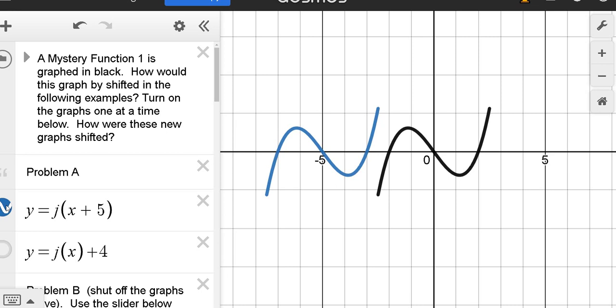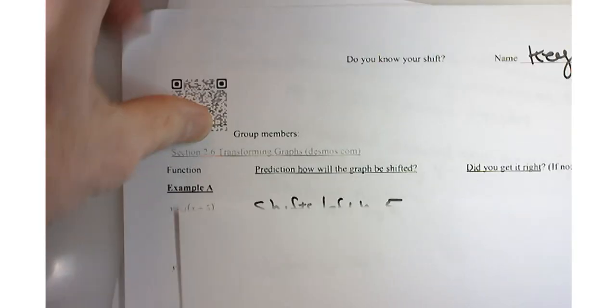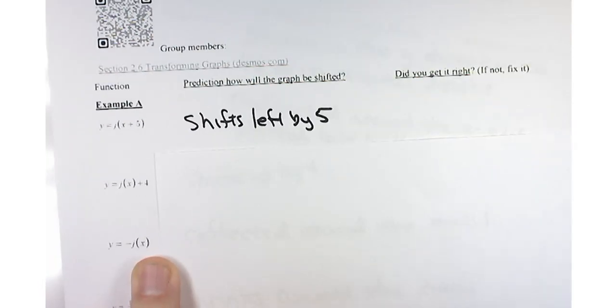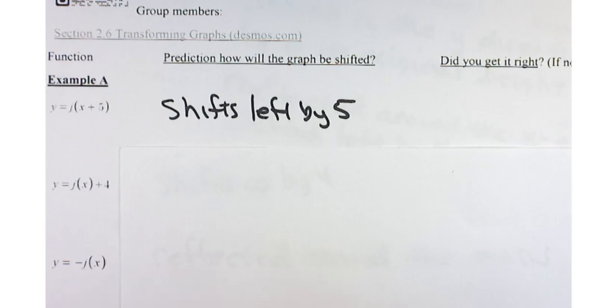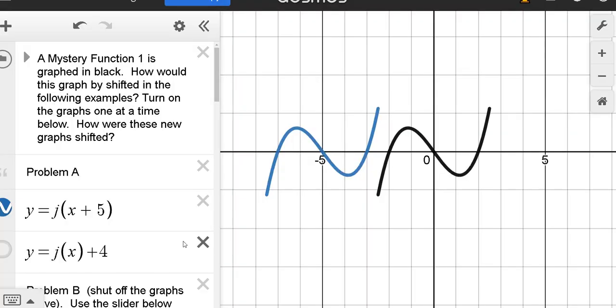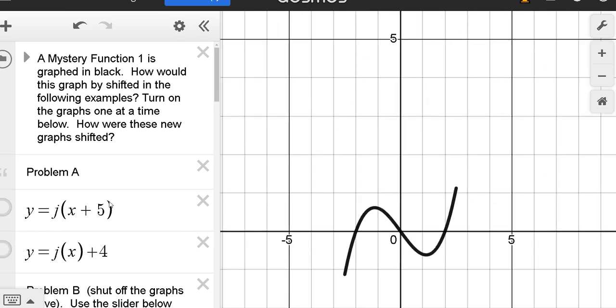So let's keep track of these for ourselves. Shift to left by 5. The next one has us at j of x plus 4. That one's going to do what? Up by 4. Good. Let's just do that one. Up by 4. Looking good there. Shut this one off.